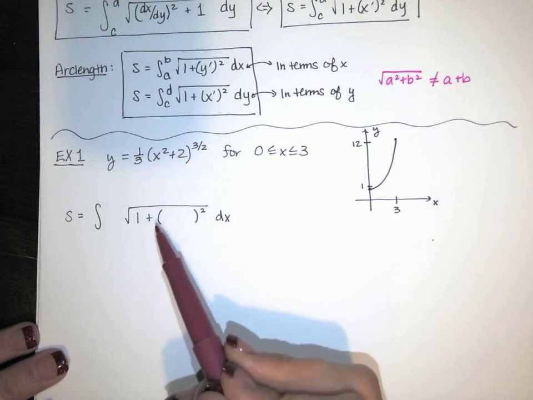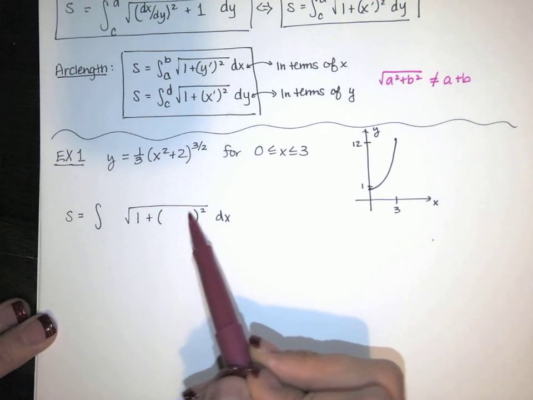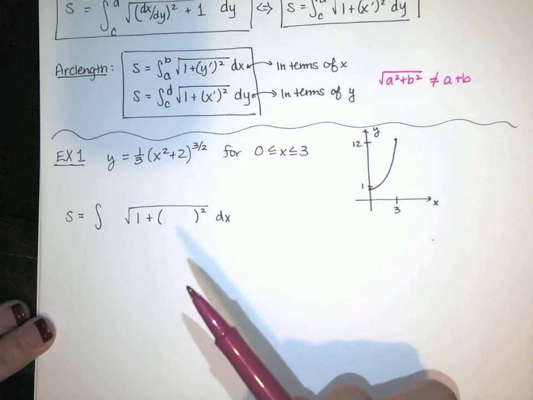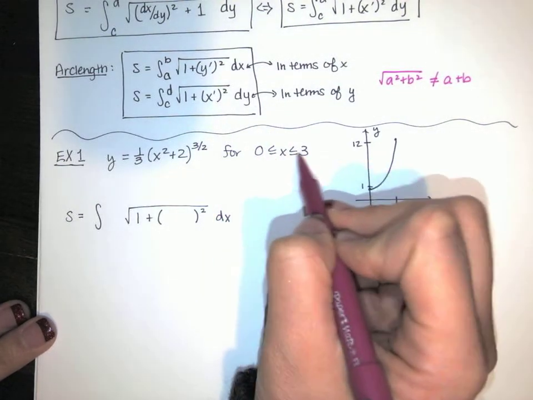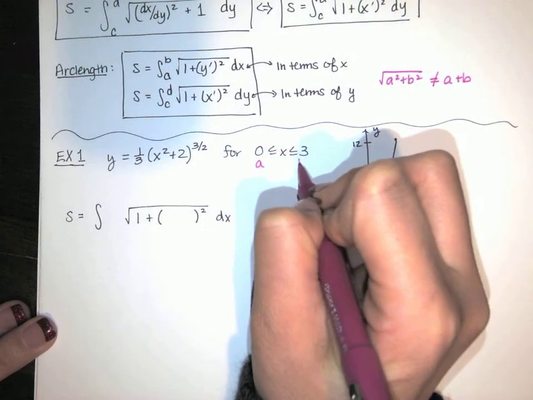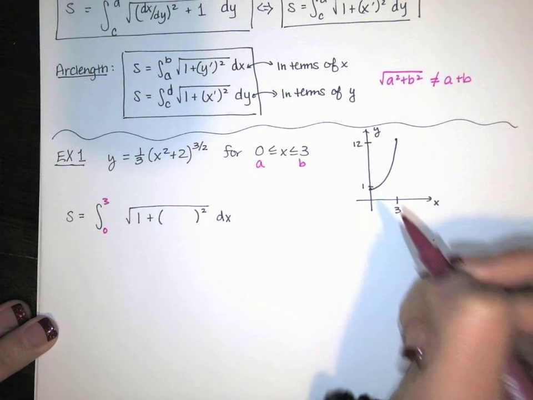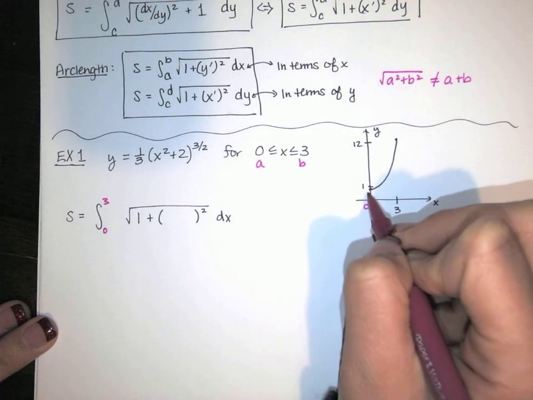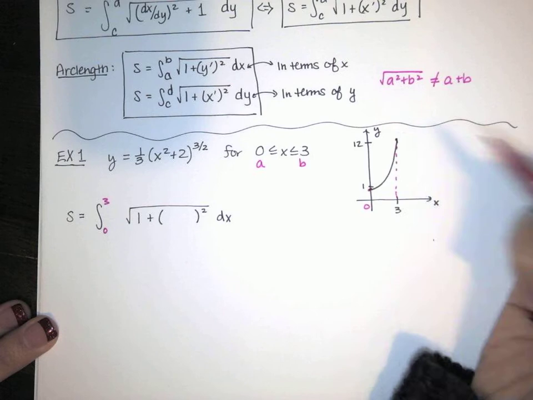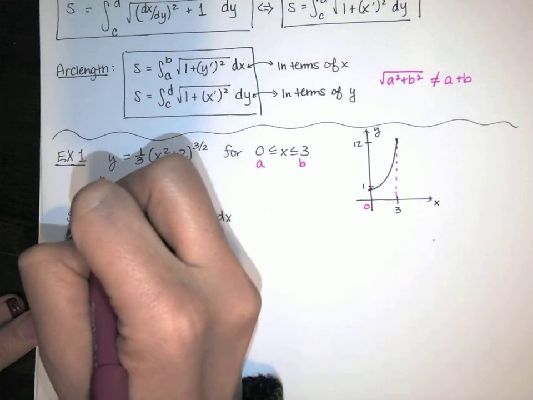What you're going to have to do instead is compute y prime, find out what that is, square it, add 1, and then hopefully that simplifies to something that we can integrate. Now x equals a and x equals b are where we start and we stop. So that's a and that's b. A is 0, b is 3. On our curve, here's 0 for x, and then 3. And then we need y prime right here.